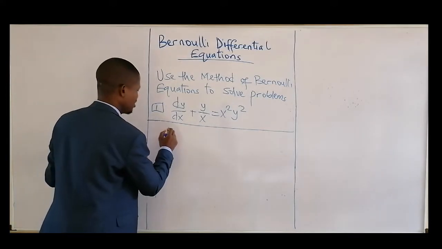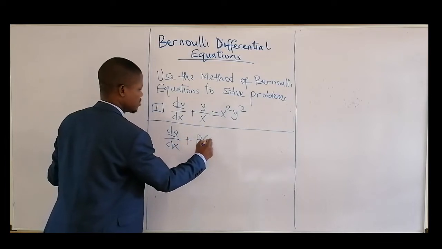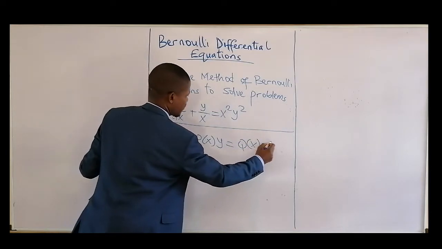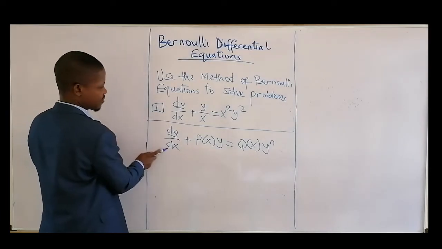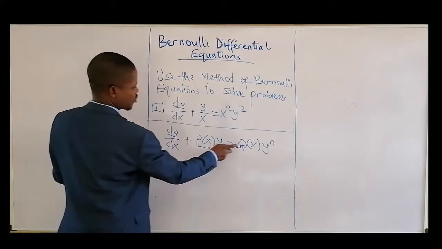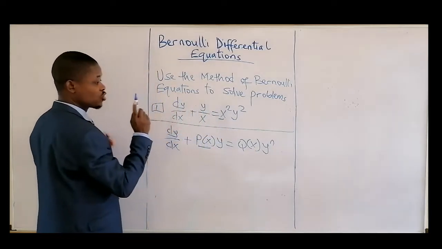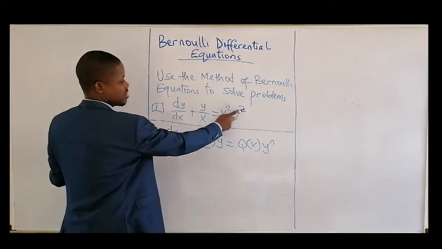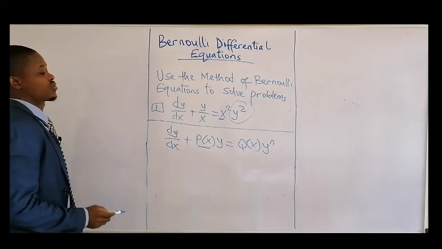Since we know that Bernoulli differential equation is of the form dy/dx + P(x)y = Q(x)y^n, this is the first thing you have to do. So we can see it conforms to that: dy/dx + (1/x)y, your P(x) here is 1/x, and then your Q(x) is x squared, and then y squared. You've been told that n must not be equal to 0 or 1, so that confirms it's a Bernoulli equation. If this were not there, this would have been a linear differential equation.